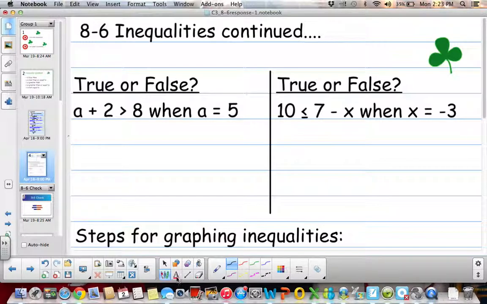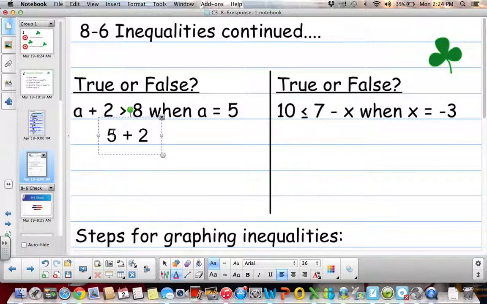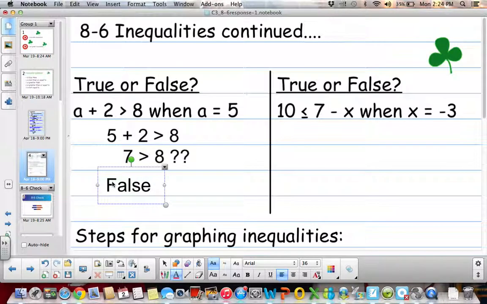Okay, if we are given the inequality a plus 2 is greater than 8, and a equals 5, we want to figure out if that is true or false. So what we can do is rewrite our inequality, and instead of a, we substitute 5. So 5 plus 2 is greater than 8. 5 plus 2 is 7. Is 7 greater than 8? No, so it would be false.